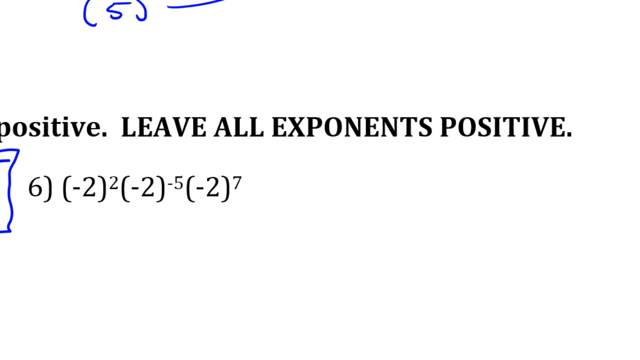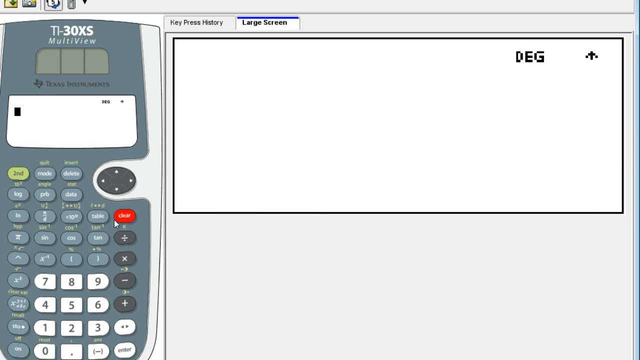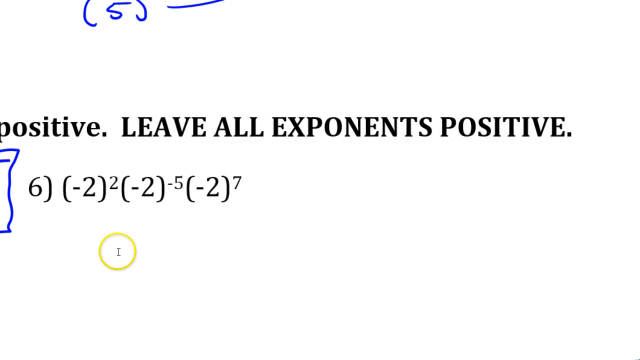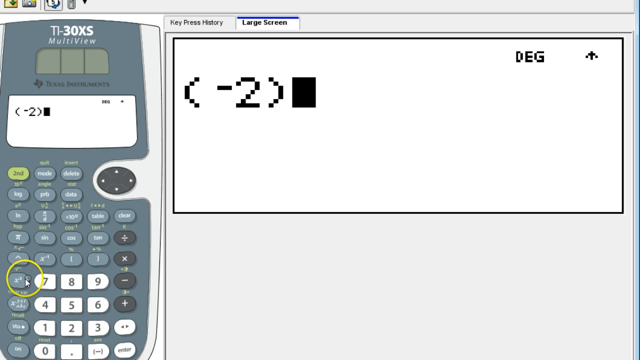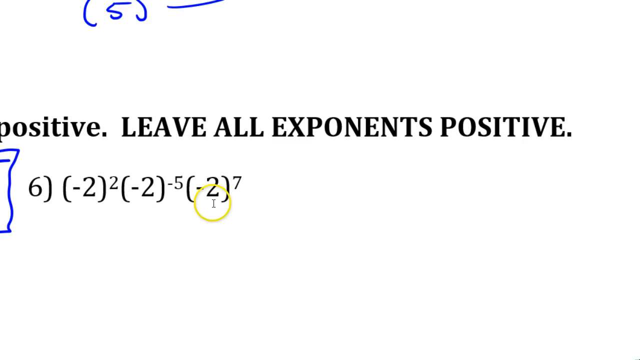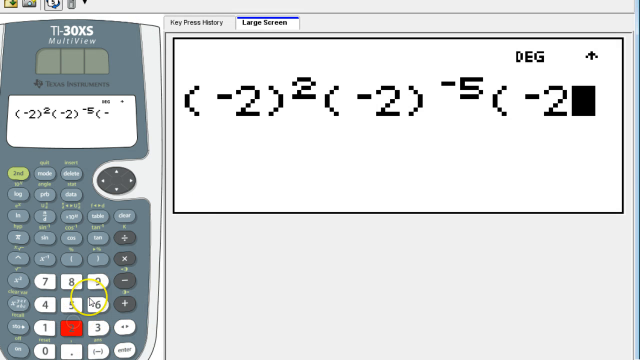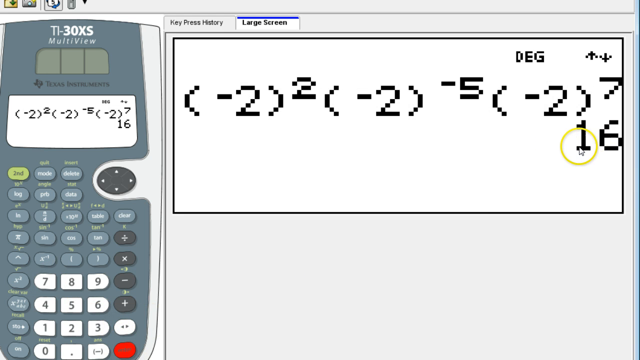Let's see, how about number 6? Will the calculator handle this? Let us find out. So let's see, we have negative 2 squared and negative 2 to the negative 5 power and negative 2 to the 7th power. Oh, look at that. The answer is 16.